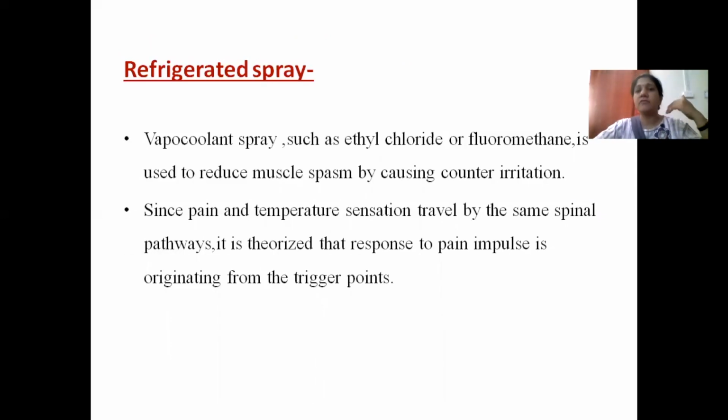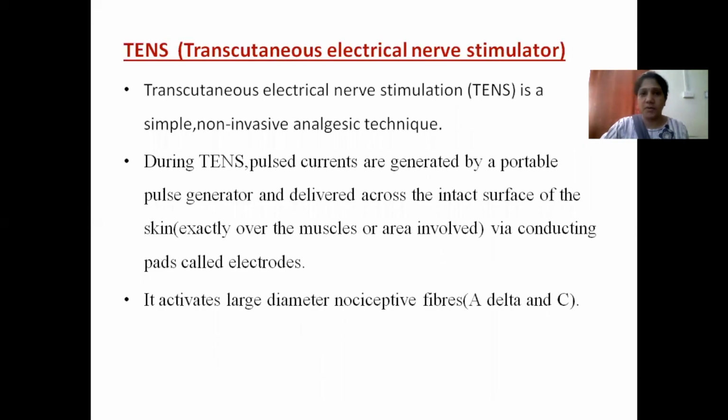Now, there are refrigerant sprays. Most of them, we apply the spray whenever we are having a pain or a spasm. Vapocoolant sprays such as ethyl chloride or fluoromethane are used to reduce muscle spasm by causing counter irritation. Since pain and temperature sensation travel by the same spinal pathways, it is theorized that the pain response of the muscle originating from the trigger points can be taken care of by these sprays.